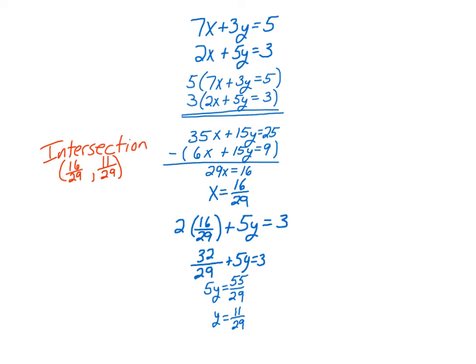Then we substituted the 16 over 29 back into one of the two original equations. I chose the 2x plus 5y equals 3. By doing the algebra there, I found out that y was equal to 11 over 29. Therefore, our intersection point is 16 over 29, comma, 11 over 29. Please pause the video, copy this into your notes.